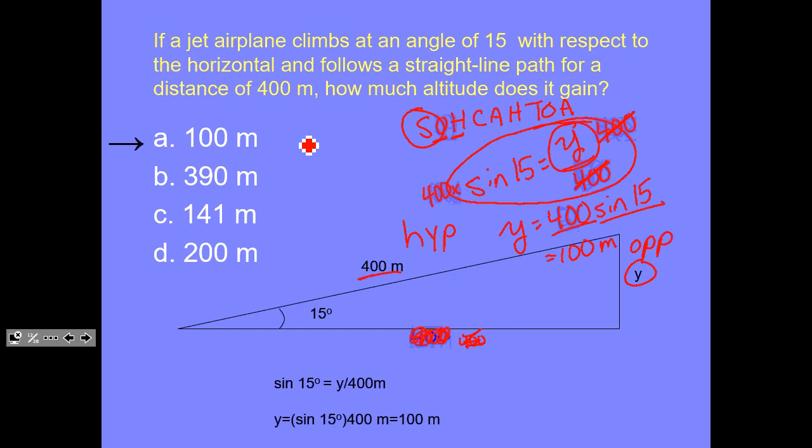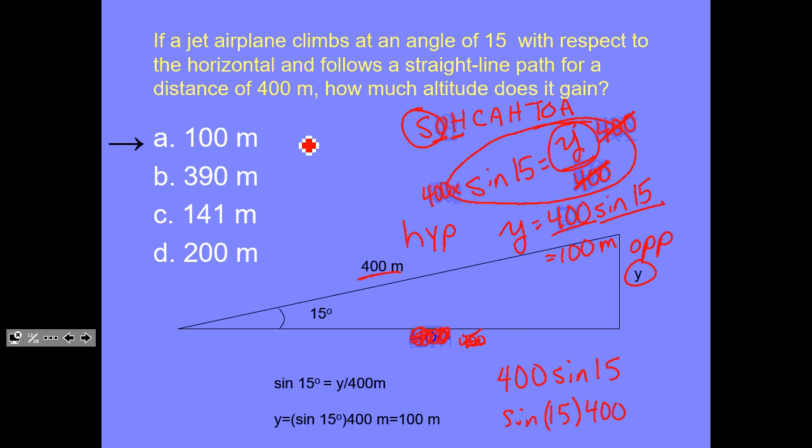Madison? Yes, Madison? When you plug it into your calculator, the 400 can't be behind the sine of 15, right? That's right. It doesn't matter. You could do 400 sine of 15, or you could do sine of 15 times 400, but you have to be careful that this is in parentheses so that that 400 is not brought into that sine. So you can write it either way, you just have to be careful with your order of operations and that your parentheses are set properly.